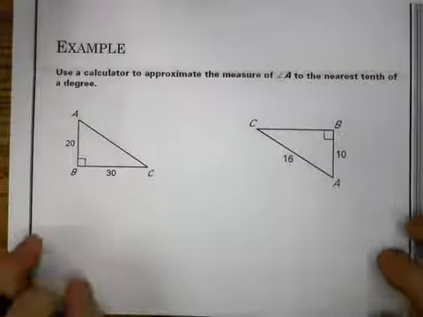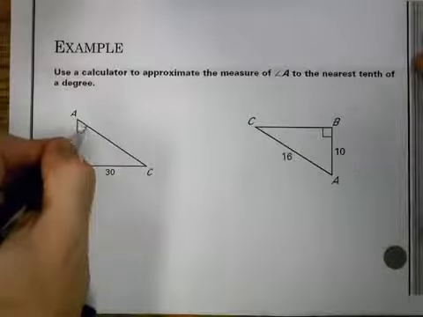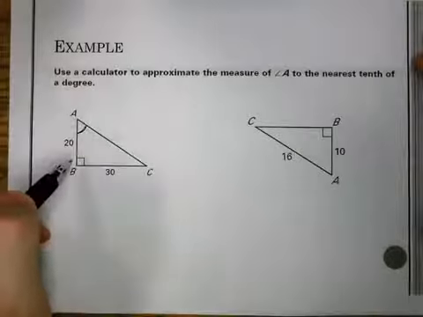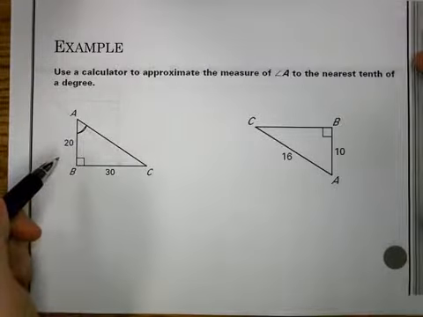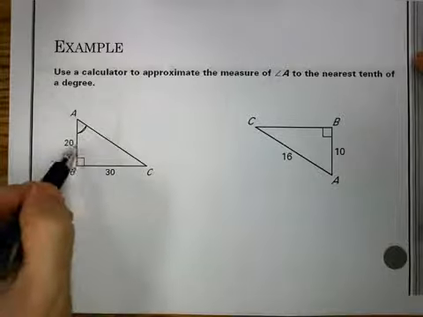So, now we're looking here. Use a calculator to approximate the measure of angle A to the nearest tenth degree. So I have A in this left one. I'm going to use the inverse ratio. Really, my first trick is to pick which one I'm going to use. So, I have an opposite, and I have an adjacent.